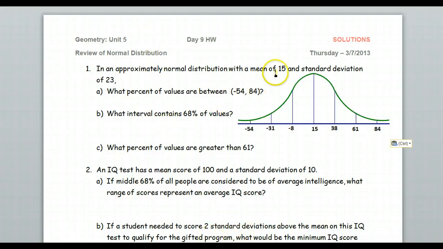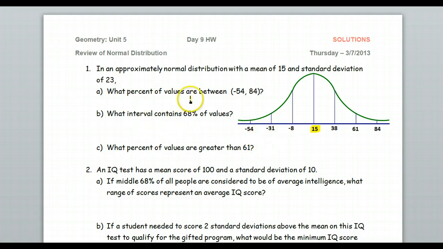Since the mean was 15, we put the mean right here in the middle. And we got the 38 and the 61 and the 84 by using the standard deviation. The standard deviation is 23, so if we go up by 23 again and again, that will give us the numbers that go on each one of these lines. If we subtract 23 over and over again, we will get the numbers going to the left.